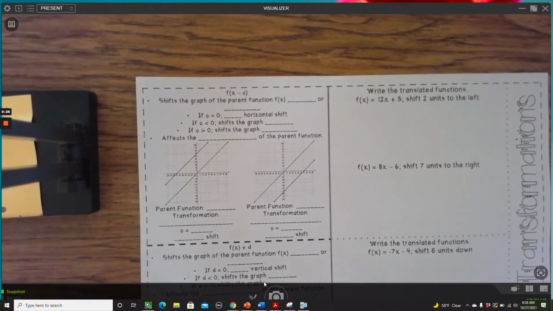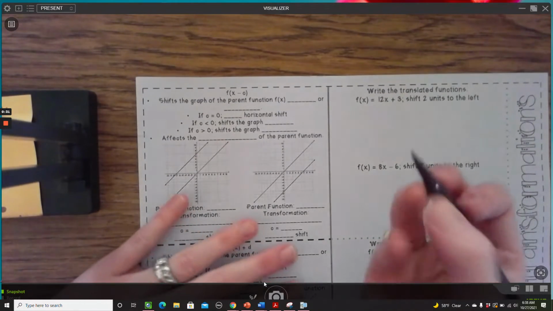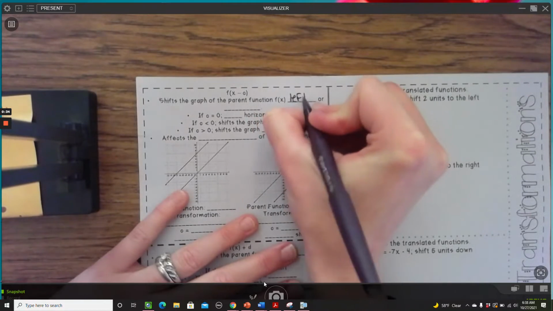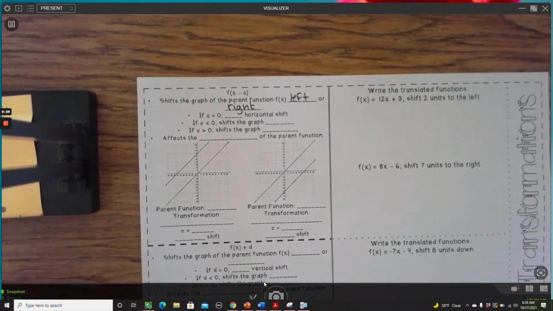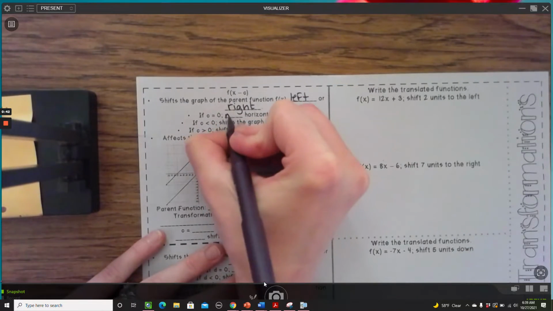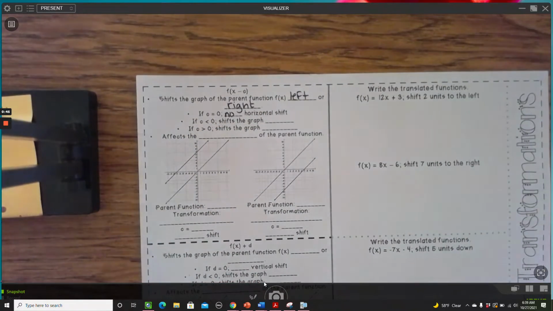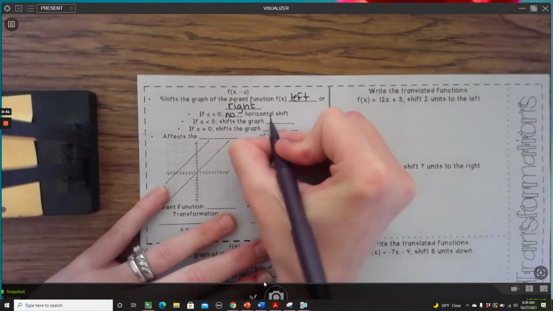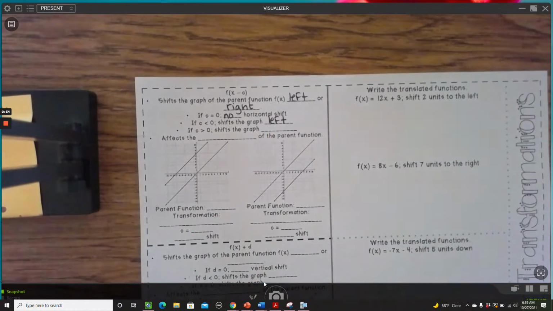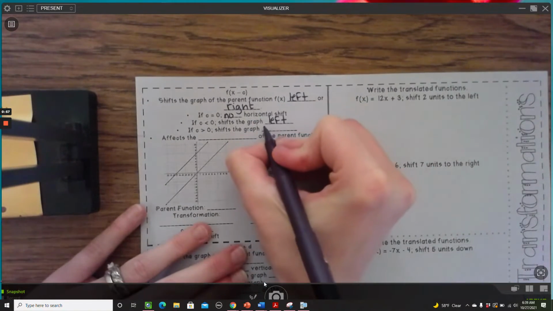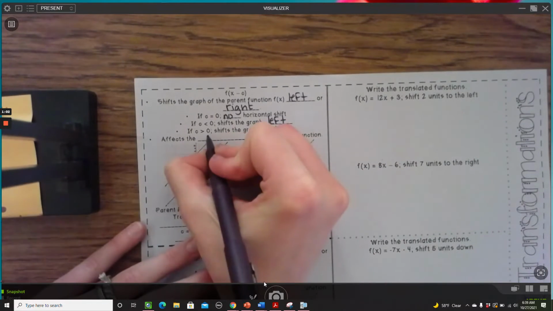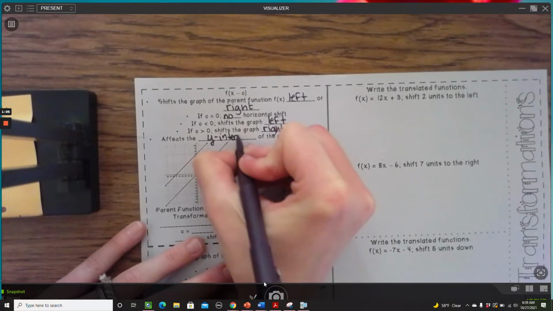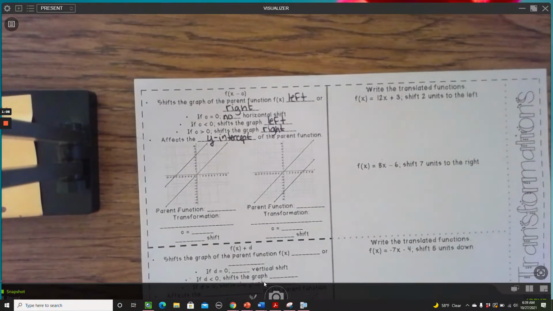What this does is shift the graph of the parent function, f of x, left or right. It's just going to scoot it left or right on the graph. So if that c value equals 0, there's no horizontal shift. If c is less than 0, so we're subtracting a negative number, it's going to shift the graph left. And if c is greater than 0, it's going to shift the graph right. Okay? This affects the y-intercept. That's the biggest change to these graphs of the parent function.